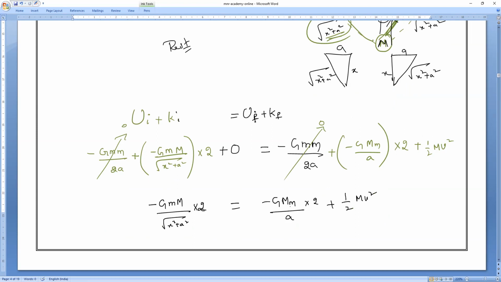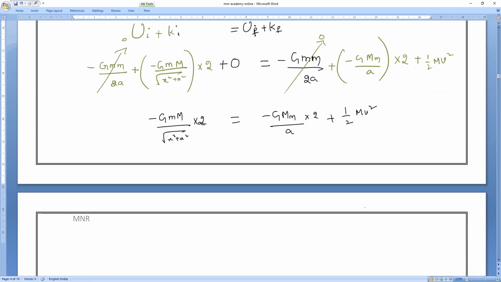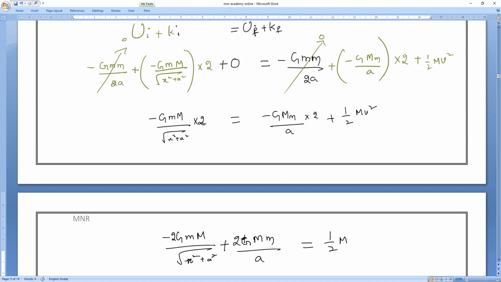Now, they're asking to find the speed. So we can form it, very simple. Let me take this minus thing to this side. It will become plus. So plus 2GM divided by root over x square plus a square, and here minus will become plus. So I am writing 2GMm divided by a, which is equal to half m v square.